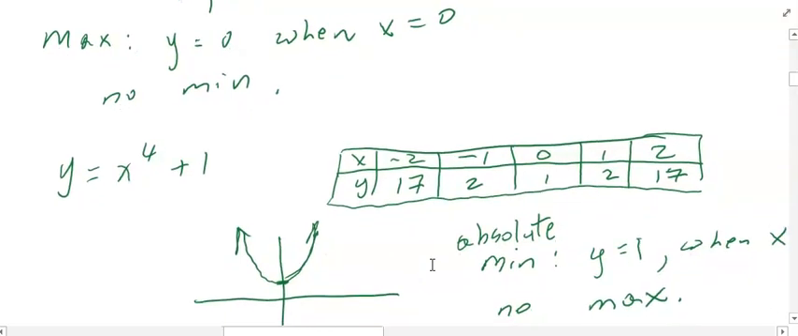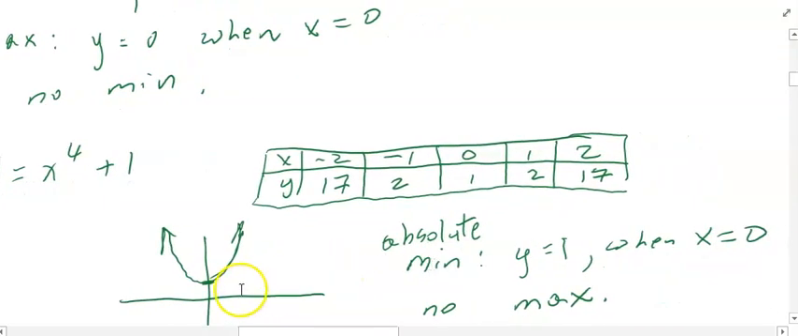Here, when we look at the graph, we see that there is an absolute minimum. That minimum is at y equals 1 when x equals 0. There's no absolute maximum because there's no specific largest y value on it. It all goes out to infinity.